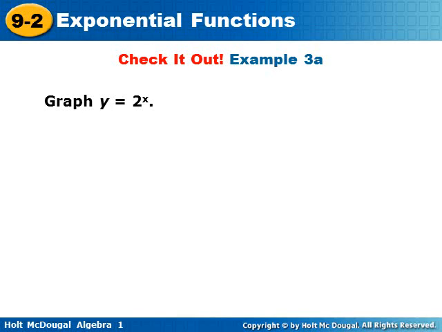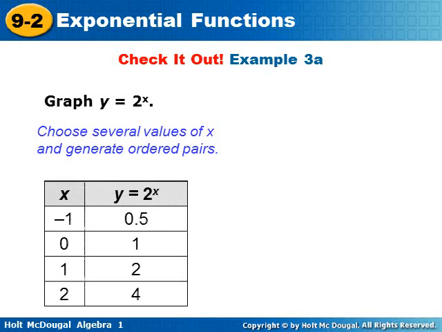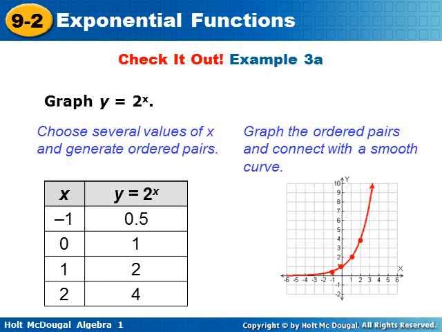Graph y equals 2 raised to the x power. This one's for you to try on your own, and then you can check back for your answer. So we're going to choose several values of x and generate ordered pairs. So if we chose -1, 0, 1, and 2, and then plugged in those values for x into the equation, we would get 0.5, 1, 2, and 4. When you plot them, they should form a smooth curve, and you would connect the dots.